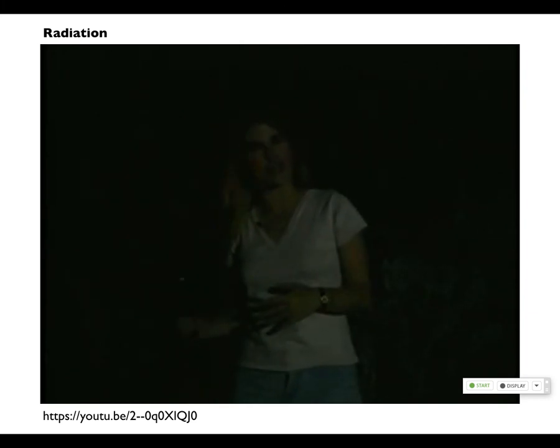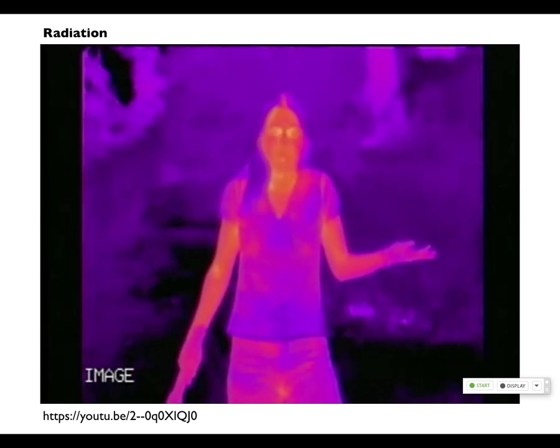These days we're all familiar with night vision cameras, but how do these things work? How is it that you can just turn on this camera and see the invisible?